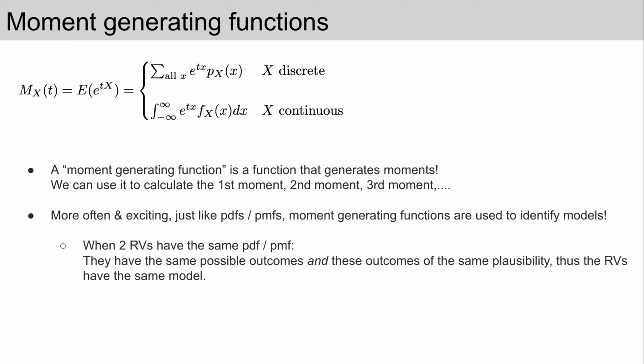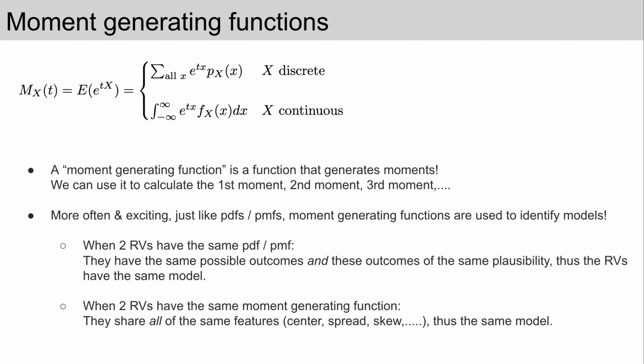For example, when two random variables have the same PDF or PMF, it means that they have the same possible outcomes and that these outcomes have the same relative plausibility. Thus, the two random variables have to share the same model. Similarly, when two random variables have the same moment-generating function, it means that they must share all of the same features, the same center, spread, skew, and so on, including even the same obscure moments. And if they have all of the same features or moments, they must share the same model.